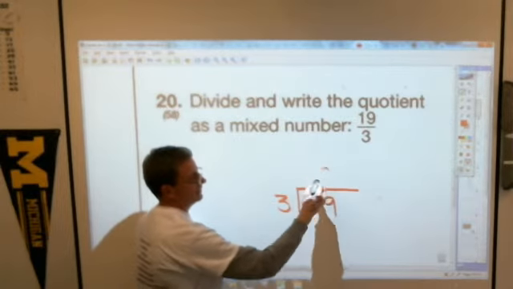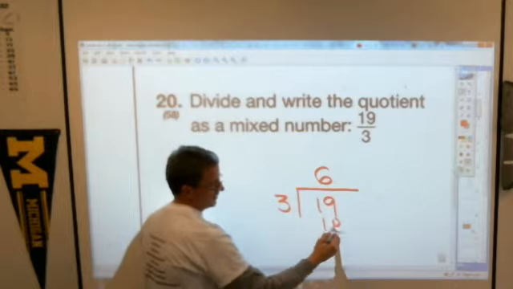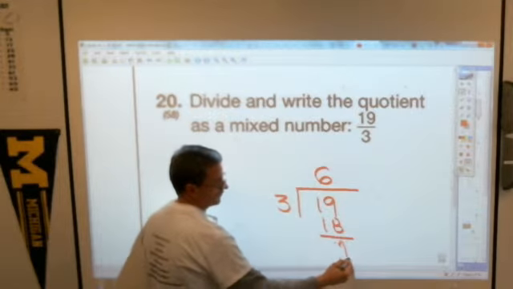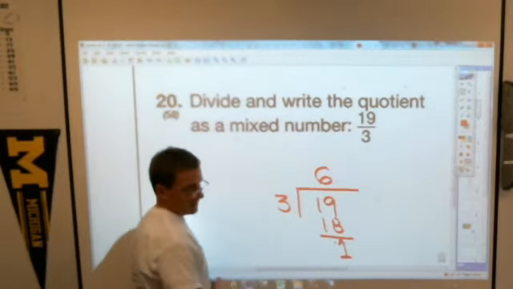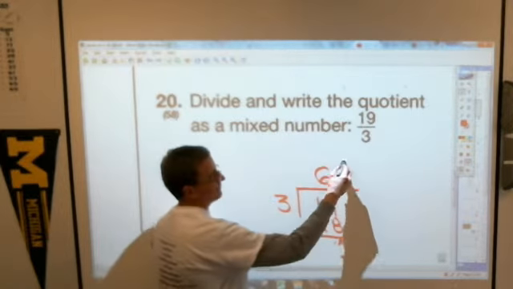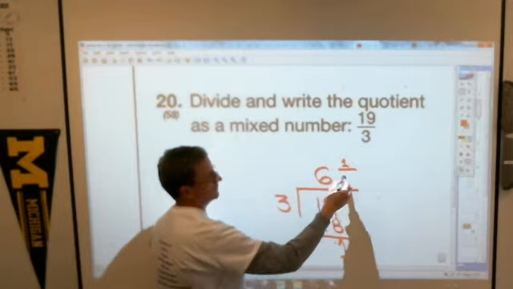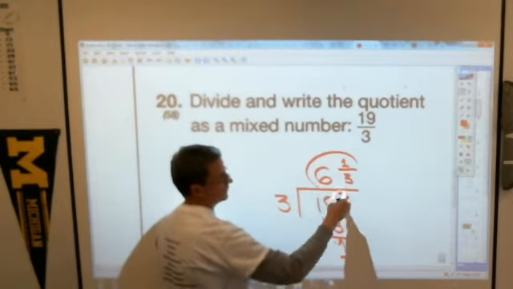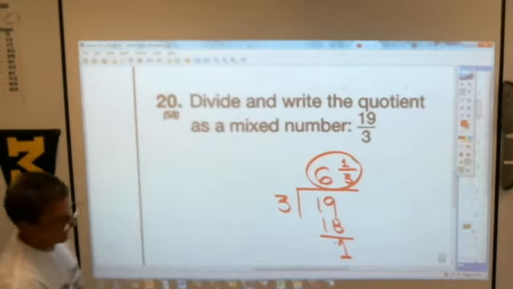How many times does 3 go into 19? 6 whole times. When we get what's left over, we don't write it as a remainder, we write it as a fraction. And how does that fraction work? This goes on top. This goes on the bottom. 6 1/3. Does that help, Ellie?